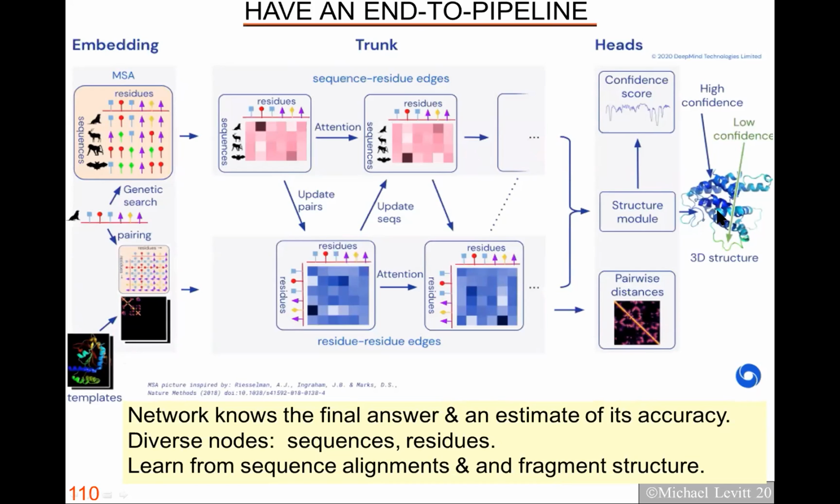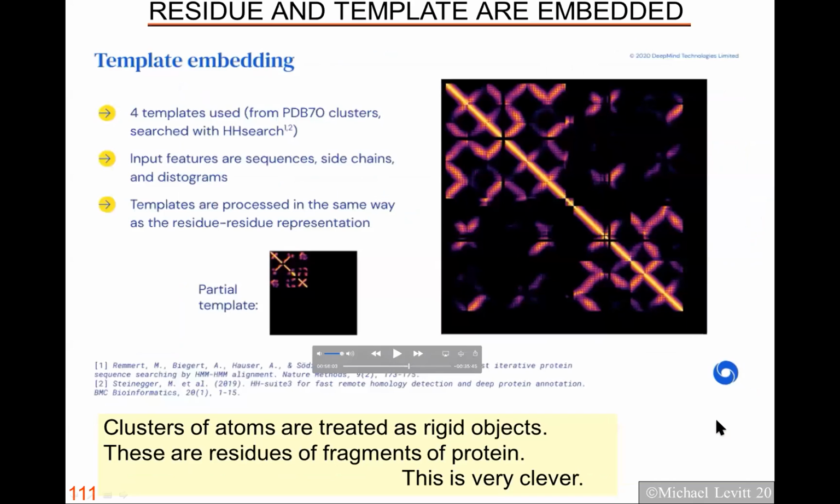At CASP 13, 2 years ago, they actually put out a function, a potential function that ended up being optimized in a normal way to give a structure. The good thing about an end-to-end pipeline is that the method is aware of the result and can actually estimate the confidence of various areas. And this, I think, was very, very important. Okay, but they're essentially learning from input sequence alignments and input fragment structures. Okay, things are going to get cleverer.